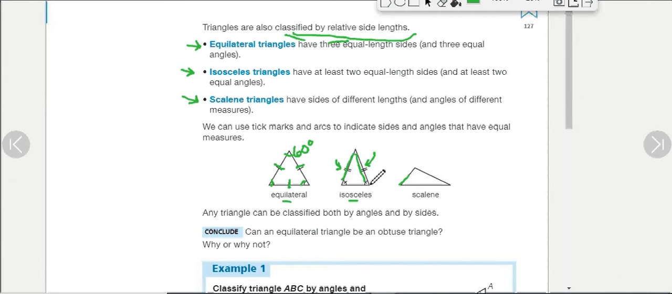Scalene is the misfit of the bunch. None of these sides are the same. You could use tick marks to show that if you wished. So it's a scalene triangle, meaning none of the angles would also be the same. Still with me?